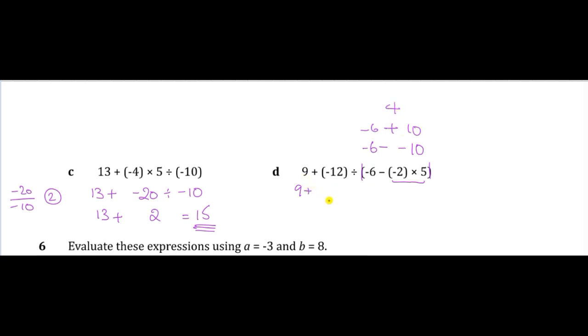So I have 9 plus negative 12 divided by 4. 12 divided by 4 is 3, negative 3. 9 plus negative 3 equals 9 take 3, which is 6. That is the answer.